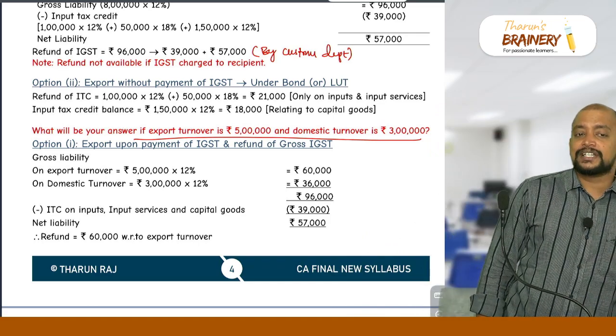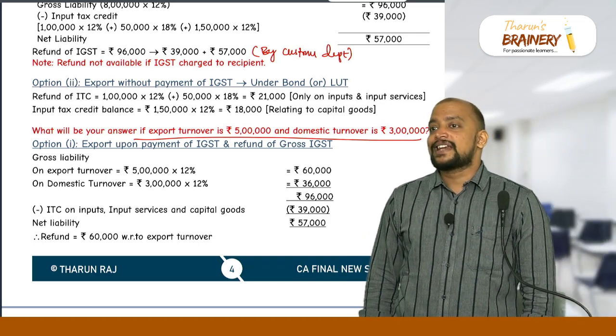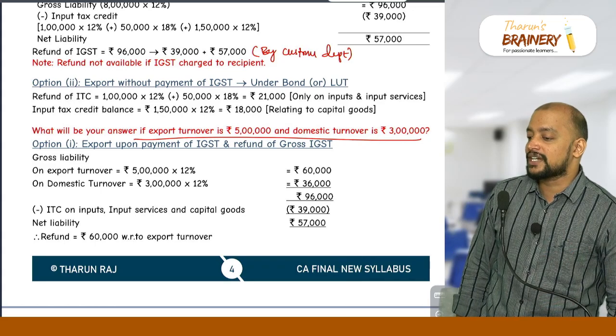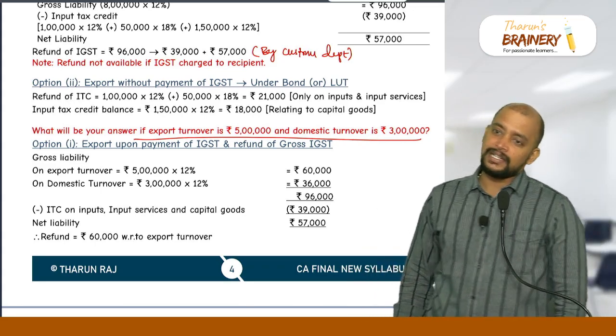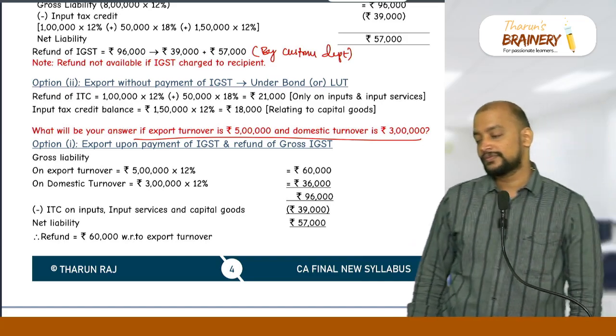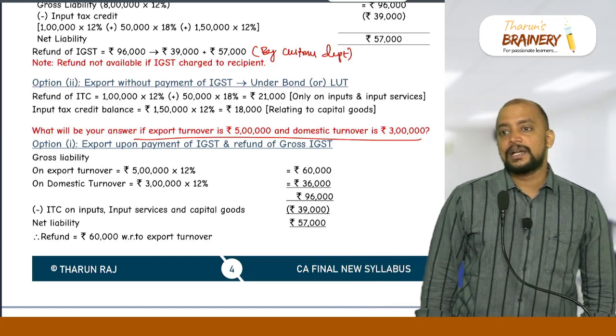How much is the input tax credit you have? 39,000. So we can use 36,000 for payment. Fully we can use. So net liability is 0.